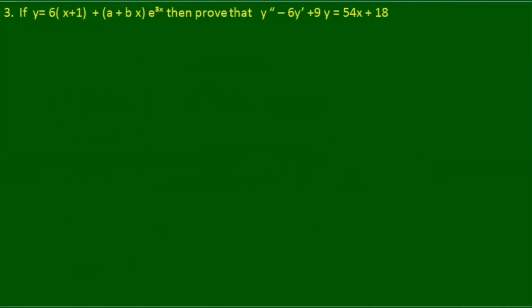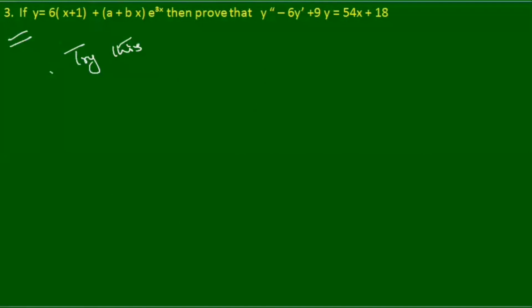y is equal to 6 into x plus 1 plus a plus bx into e power 3x. Then show that y double dash minus 6y dash and so on. So you can try this simple problem. First of all, write y, find y dash, multiply with minus 6, and then find y double dash into 1, multiply y with 9, add all those things, you will get the answer as 54x plus 18. A very simple problem, you can try. Right, we will move into next problem.